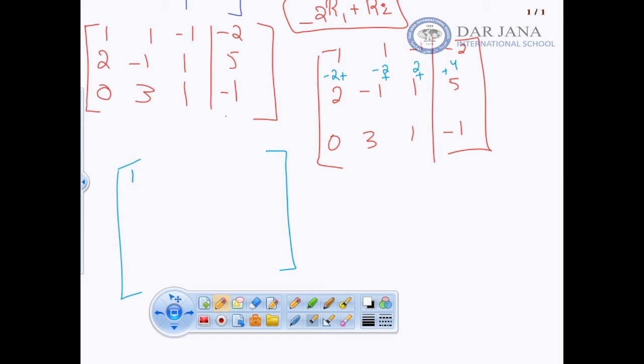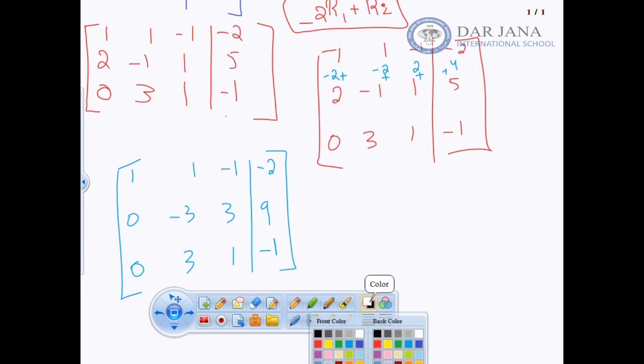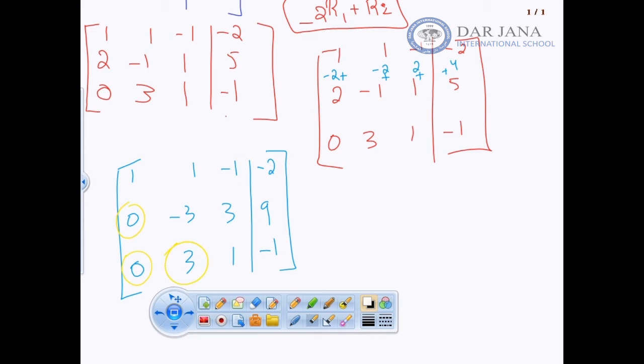The first row will remain as it is. Second one, -2 plus 2 is 0. -2 plus -1 is -3. Two plus 1 is 3. 4 plus 5 is 9. And the third one will remain as it is. Okay. So if you notice, we are reaching our destination, which is converting these three to zeros. I converted 2 of them. I still have 1 more to go.